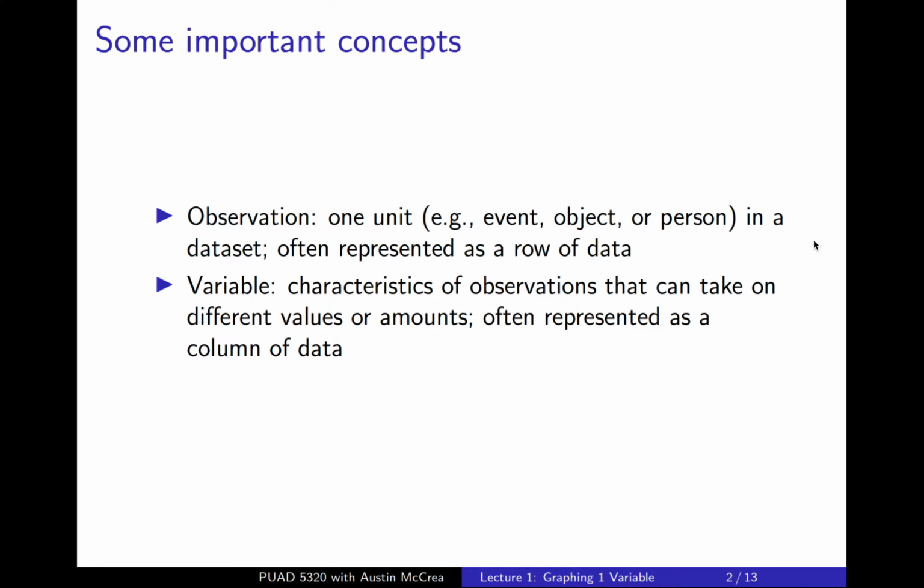And then the other concept that we need to be aware of is a variable. These are the characteristics of observations that can take on different values or amounts and are often represented as a column within a data set, right? So you could show this to yourself either through an Excel spreadsheet or the data viewer within Stata. You see the observations go from left to right, and each variable goes down the data set.